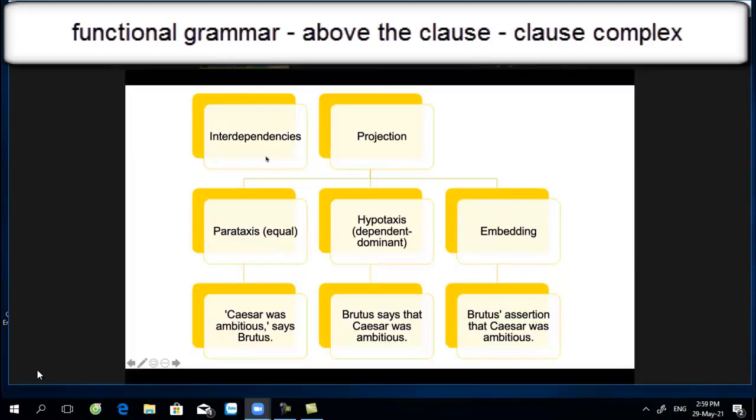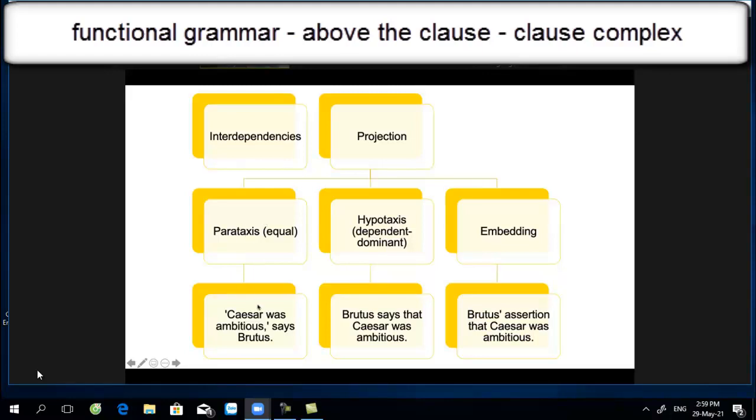In terms of the relationship between clauses, I will divide projection into 3 main types. Parataxis, equal, là đẳng lập. Hypotaxis, dependent and dominant, which means phụ thuộc, and embedding. An example for you guys to understand.